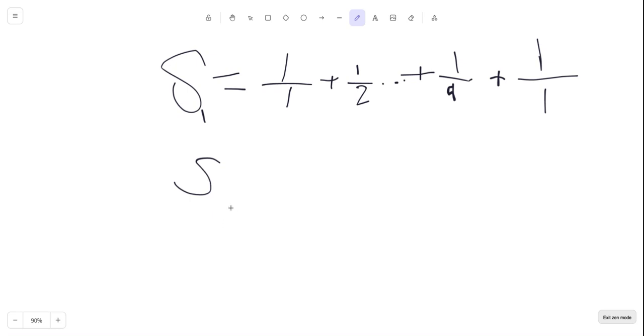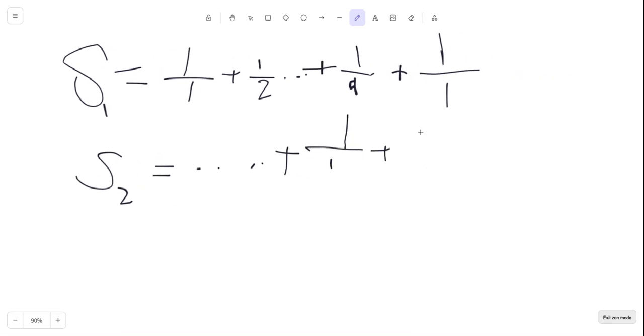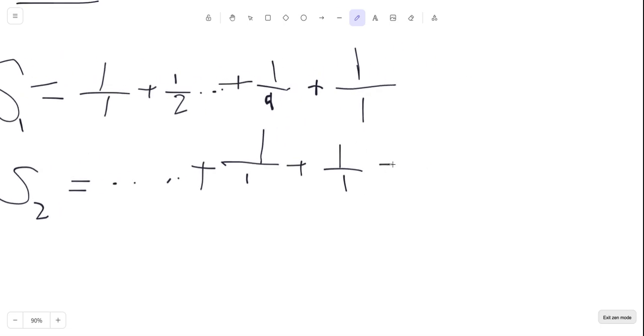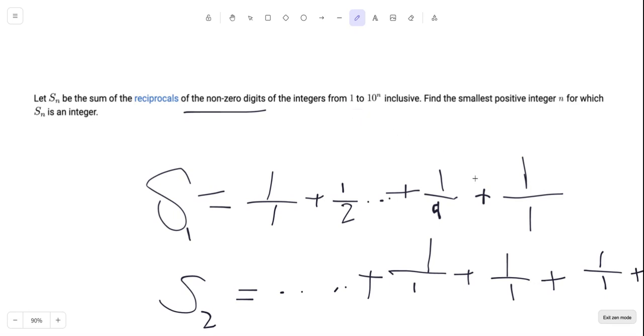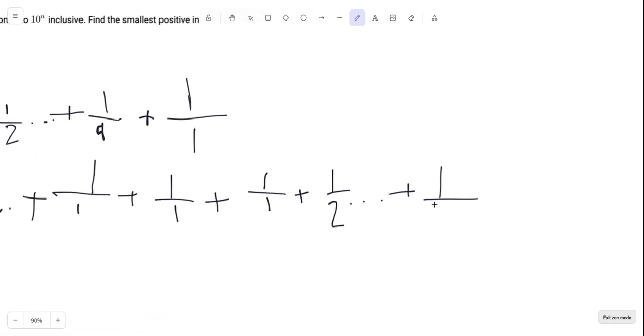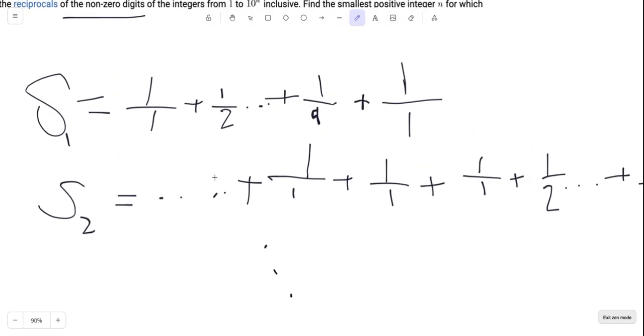What about S sub 2? Now that's just all of that. And then we would have 1 over 11, which is 1 over 1 plus 1 over 1. And then for 12 we would have 1 over 1 and 1 over 2. And then 13, 1 over 1 plus 1 over 3 and so on. For 1 over 100, since it's S sub 2, it's until 10 to the 2, so 1 over 1 again. And this basically repeats.